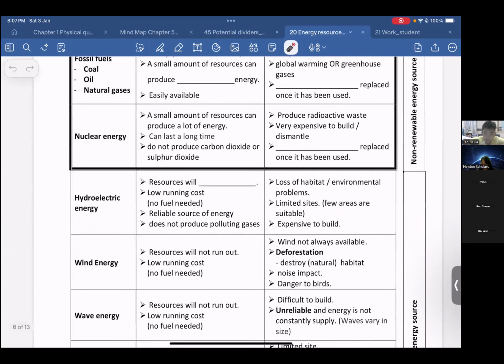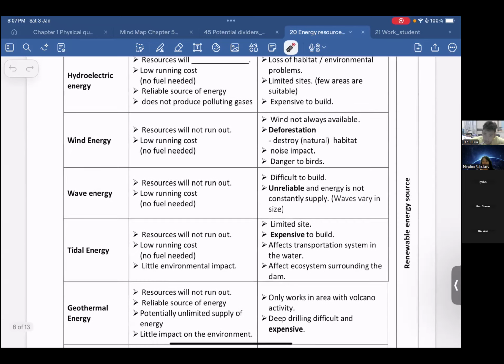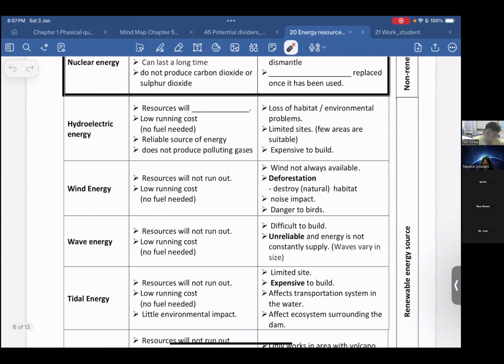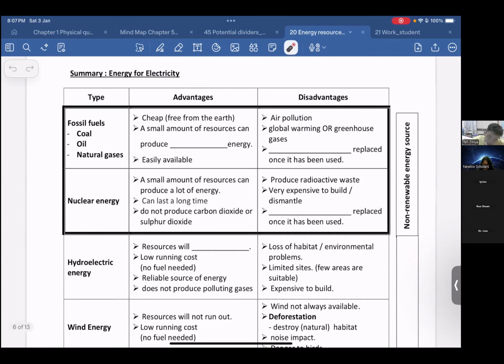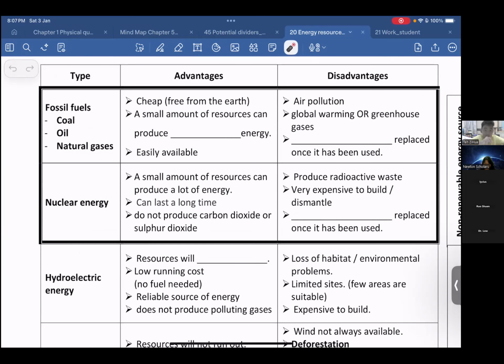Then for renewable, to renew means that after we use it, we still can reuse it. It will not run out. So here, fossil fuel: we have coal, oil, and natural gas. For the advantage, all these things we can get from the earth, so the source is free, well, not free, it's cheap.